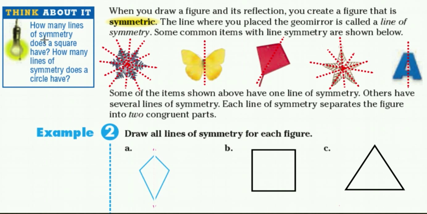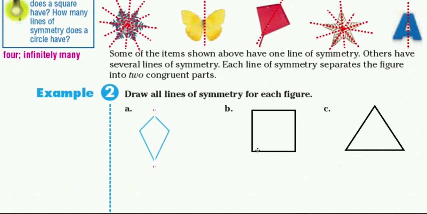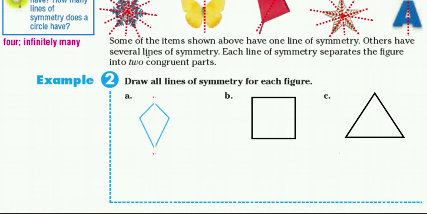Think about it. How many lines of symmetry does a square have? How many lines of symmetry does a circle have? A perfect circle, of course, will have infinitely many lines of symmetry. A square will have 4, and we'll learn that in example 2. If you look at the kite right here, the kite has only 1 line of symmetry, because that's the only place where you can fold the kite and the two parts will be exactly the same with no overlaps.